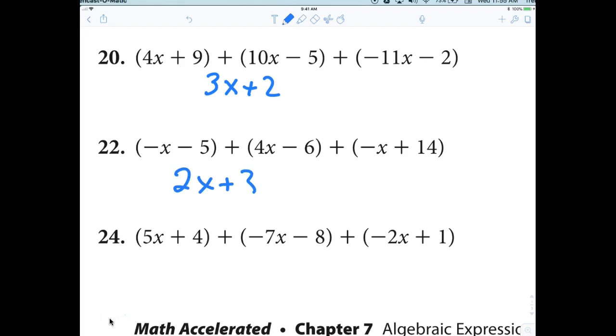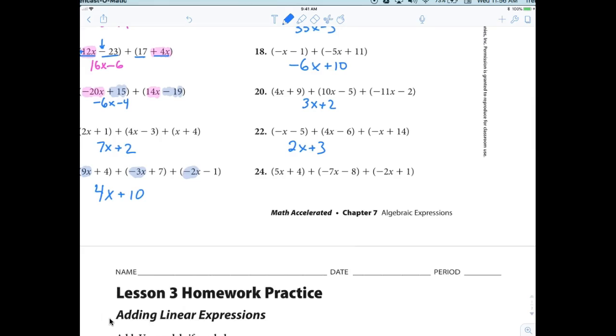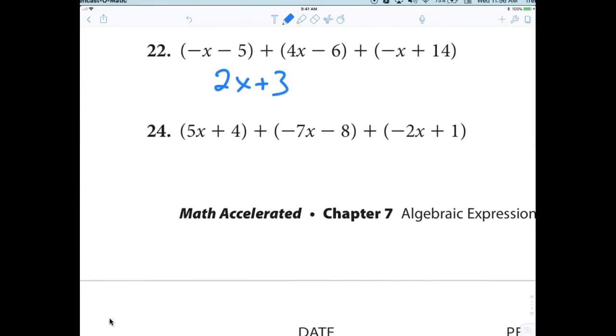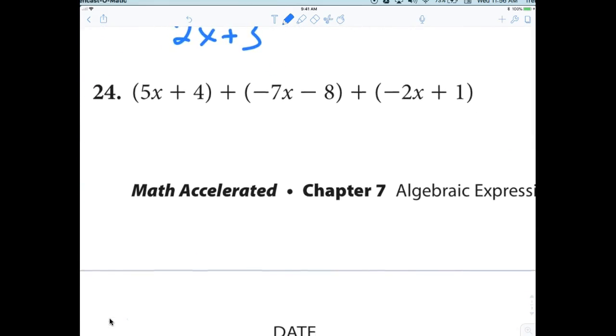2x plus 3. Are you sure? Of course. You said it. It's correct. Right? There you go. I like the confidence. 2x plus 3. Any questions or concerns? All right. Sweet Caroline, you got the last one for today. Take your time.